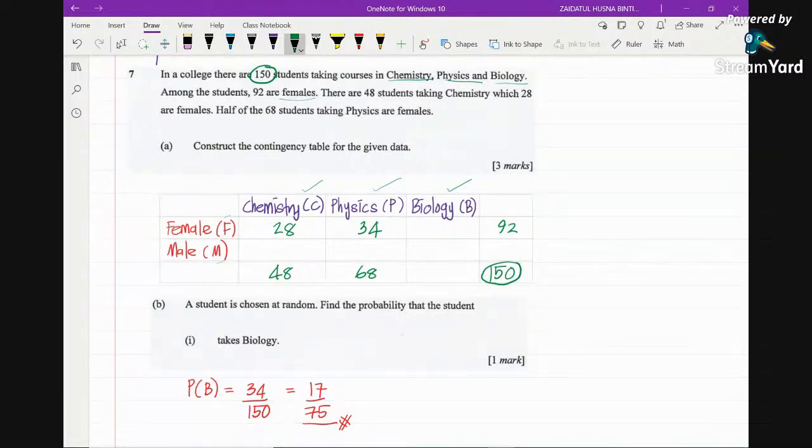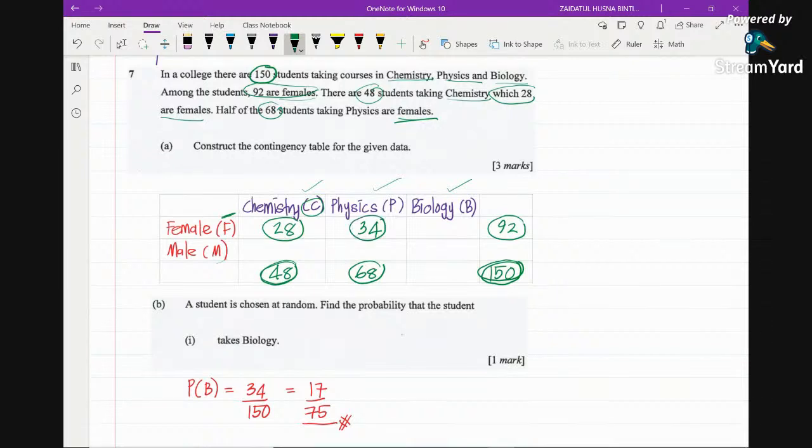Now we know that out of this 150, 92 are females, so we put 92 here for the female event. And then there are 48 students taking chemistry, so 48 here, this is the event of chemistry, right? So 48 taking chemistry regardless of gender, and it stated that 28 are female. So out of these 48, 28 of them are females. Then half of 68 students taking physics. So there are 68 students taking physics, and half of them are female. Half of 68 is 34, right? Then we will have 34 here.